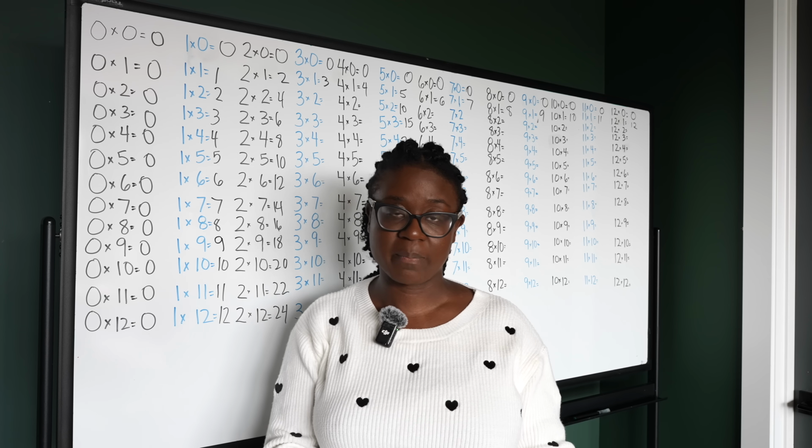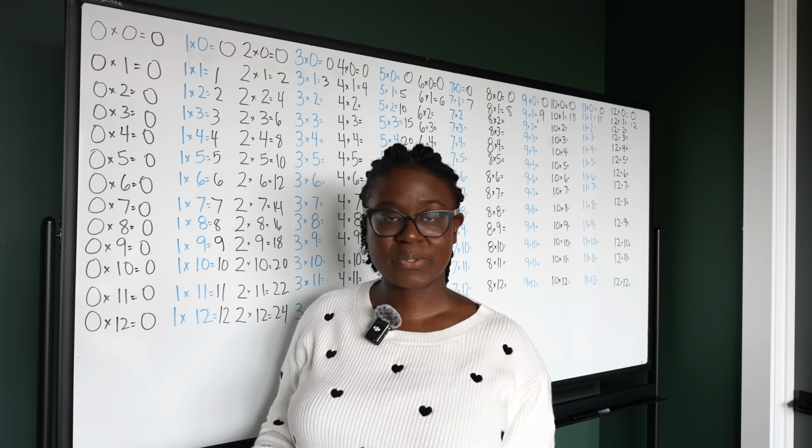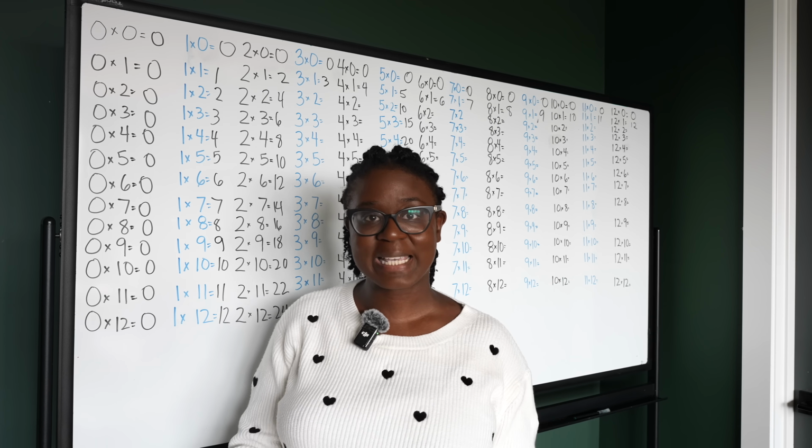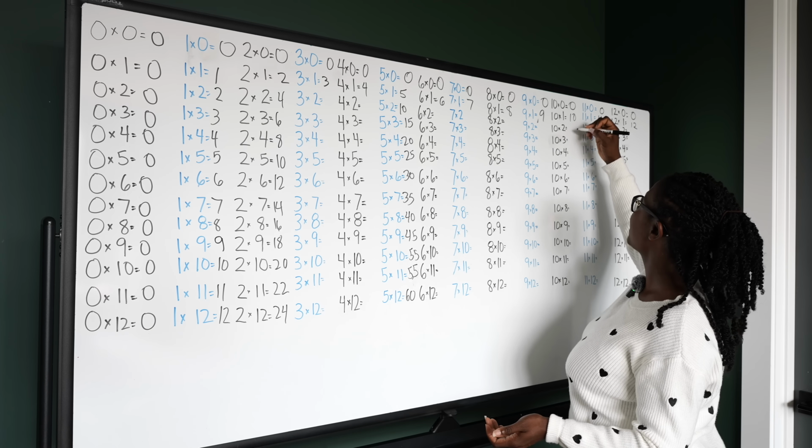And then the third column that most children know how to do is the 10s. So most kids can count by 10s. We go to the 10s and we go 10, 20.